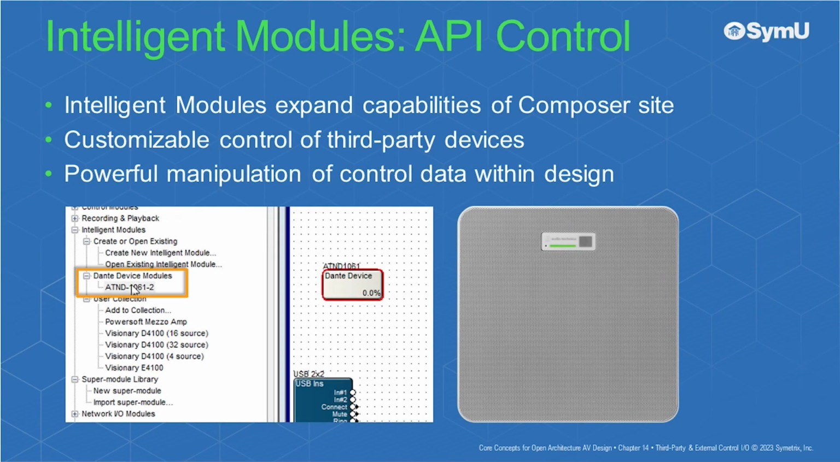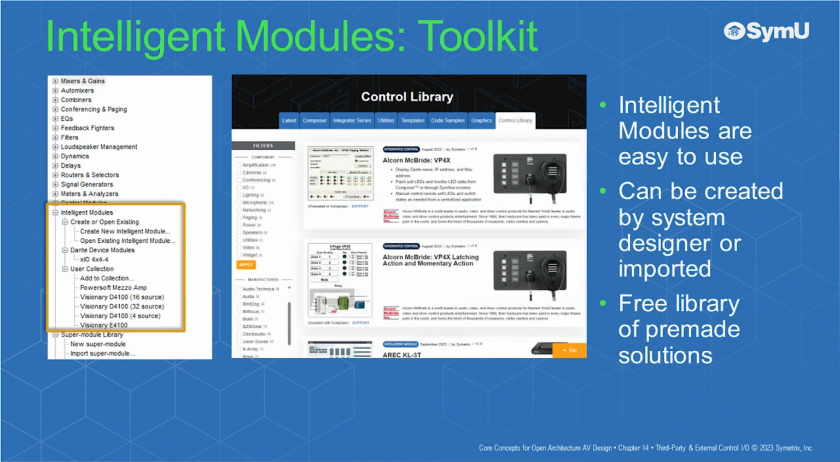Intelligent modules expand the capabilities of a Composer site with customizable control of third-party devices and powerful manipulation of control data within a design. For example, this AT&D 1061 array microphone. Like any other module within Composer, intelligent modules are easy to use and can be created by the system designer or imported from our library of pre-made solutions.